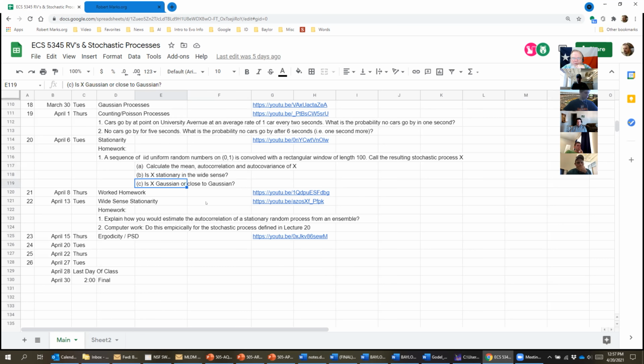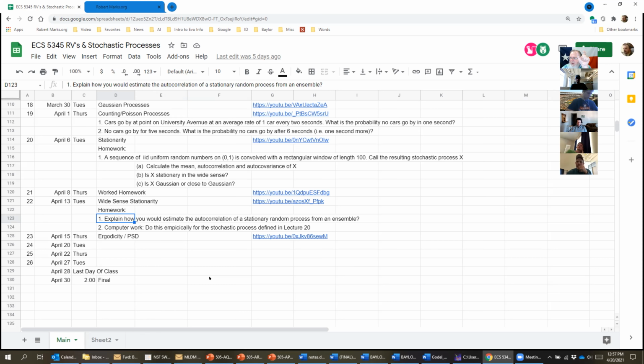Let's put that on hold for a while, because I'm going to expand this a little bit next week. And I am going to ask you to do something, which is to actually explain how you would estimate the autocorrelation of a stationary random process. I would suggest that you do an ensemble. Do you remember an ensemble?